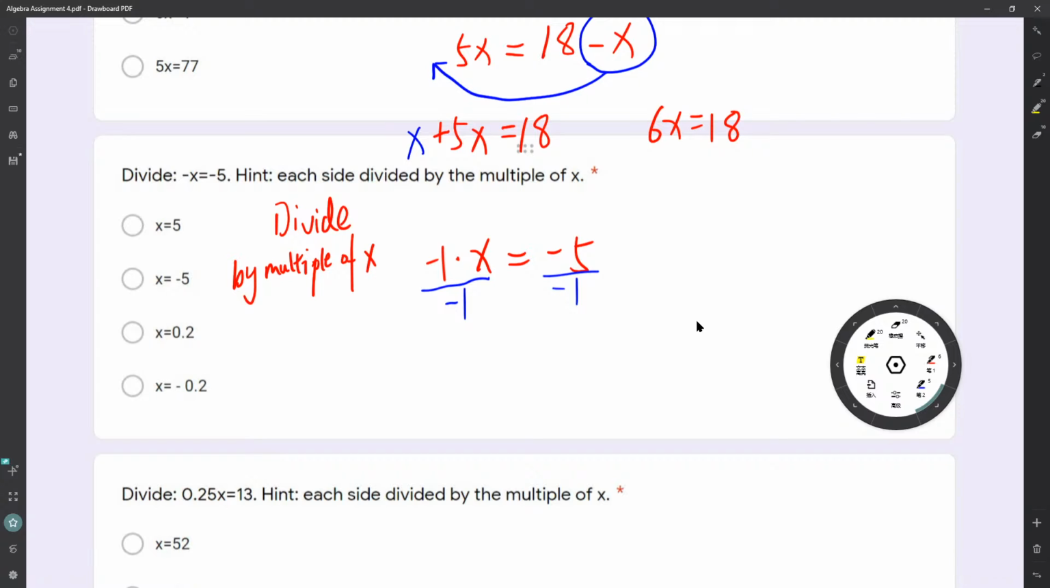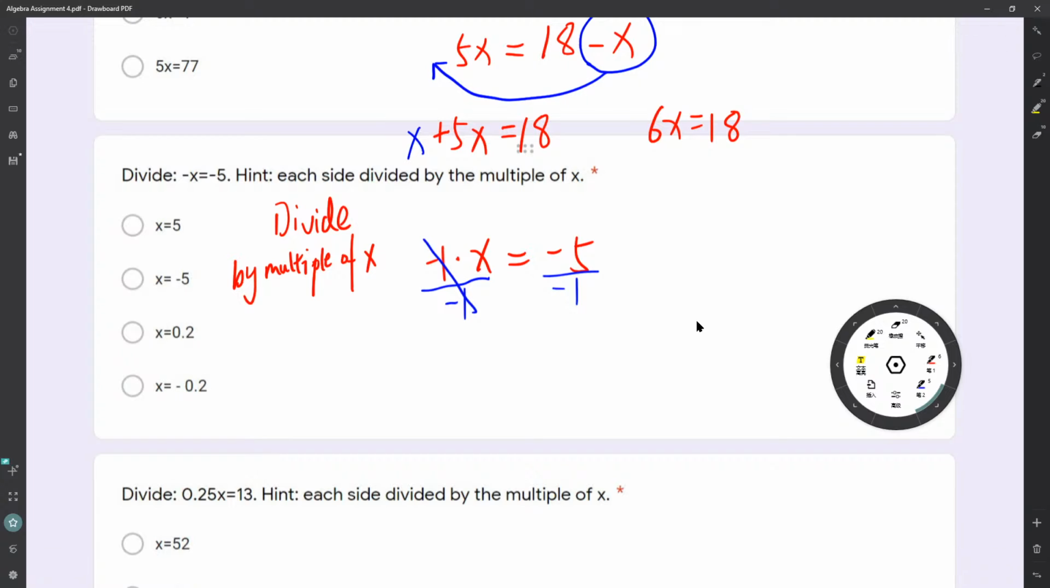We have to divide by the same thing. And on the left side, why do we divide by -1? Because it's the opposite of multiply. So we are doing the opposite. X multiplied by -1, then divide by the -1. The two numbers, they will cancel.